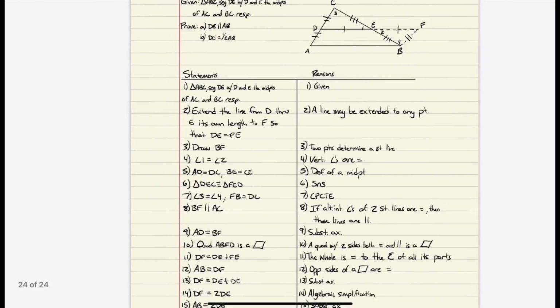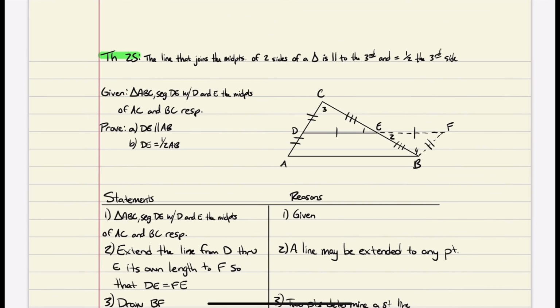Quite a lengthy proof here, the longest proof thus far in the videos. Theorem 25: the line that joins the midpoints of two sides of a triangle is parallel to the third and equals 1/2 the length of the third side.